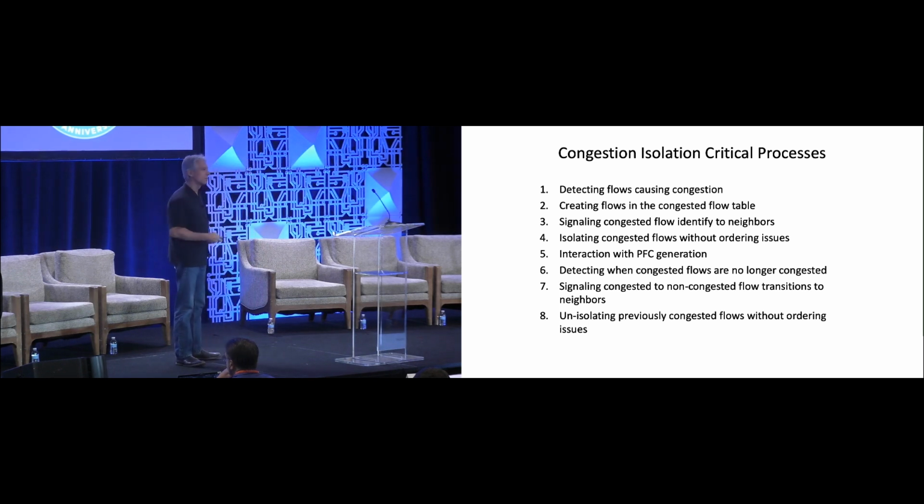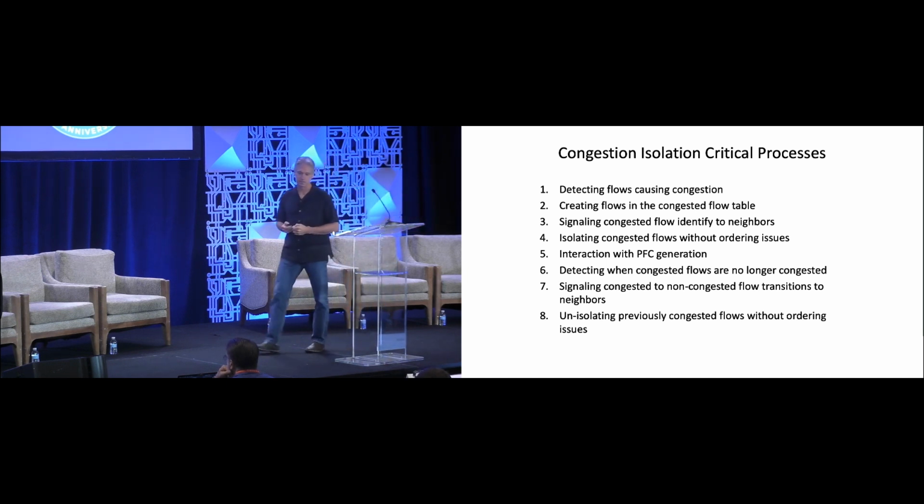So again, once a flow has been determined to be causing congestion, at some point we expect it to slow down because we have end-to-end congestion control. So we need to know now, when is this flow no longer a problem? When can I return it to its status of a non-congested state, if you will?